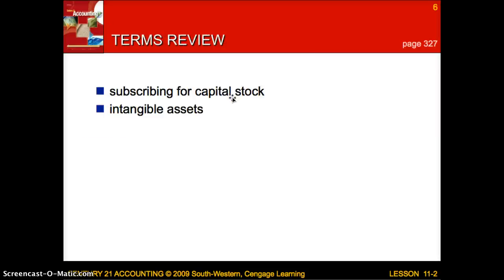The terms to review are subscribing for capital stock and intangible assets.